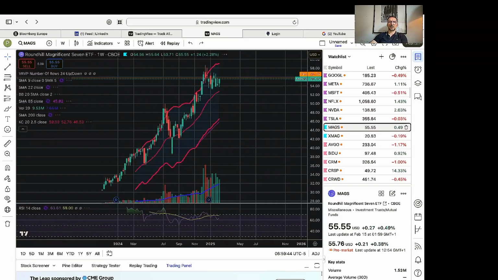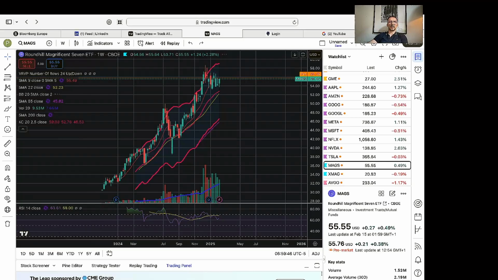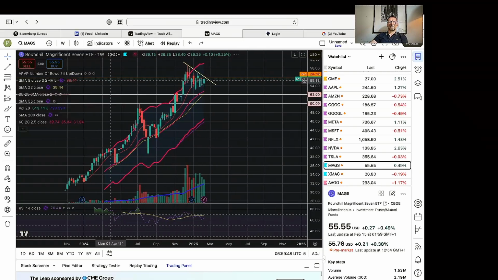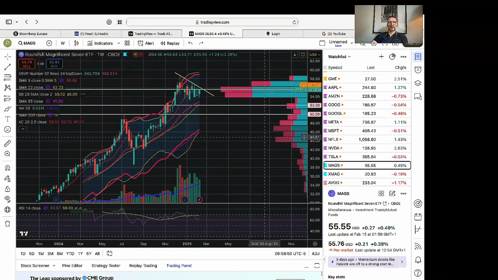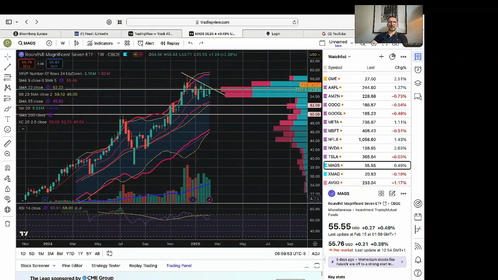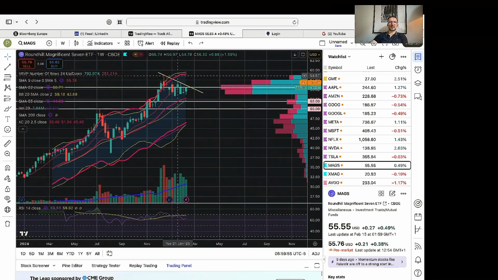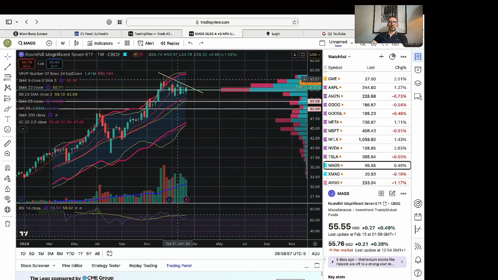The MAG 7 is actually lagging, because I'm investing in a fund that is only investing in the MAG 7. It's called the Roundhill Magnificent 7 ETF, ticker MAGS. And you can see that the breakout is not happening with the MAG 7. Actually, it pulled back a bit from the all-time high. It pulled back here, and now it's trading sideways.